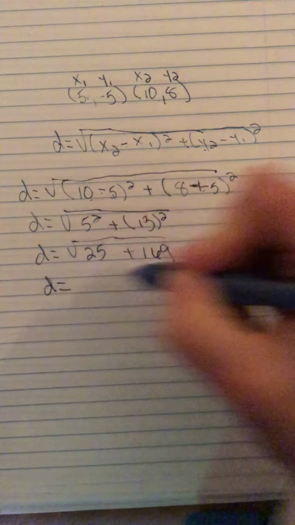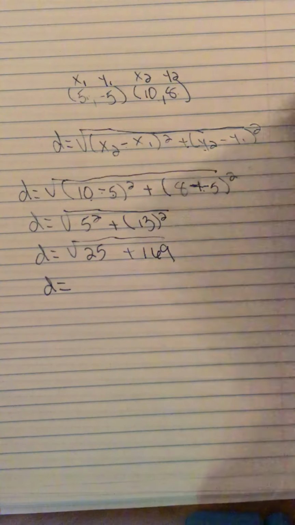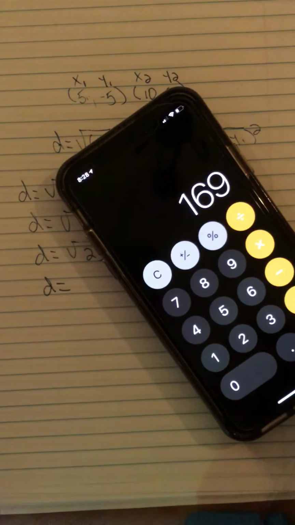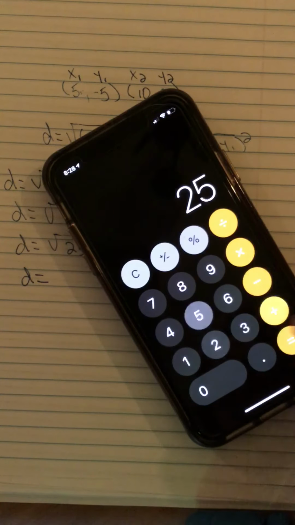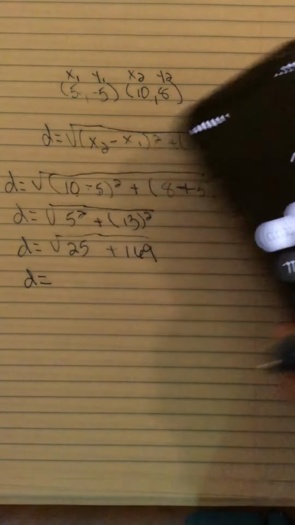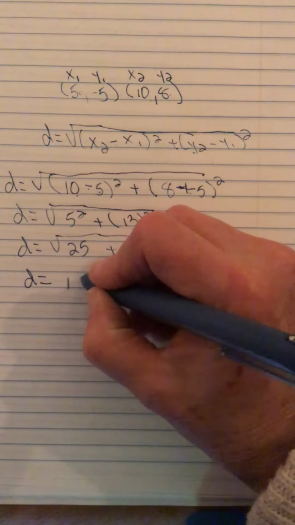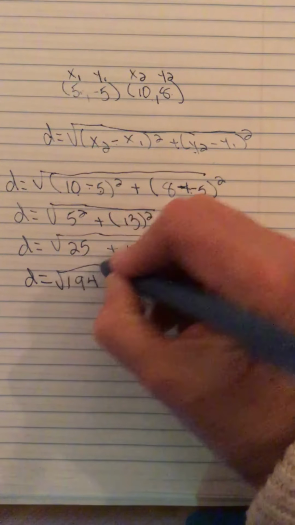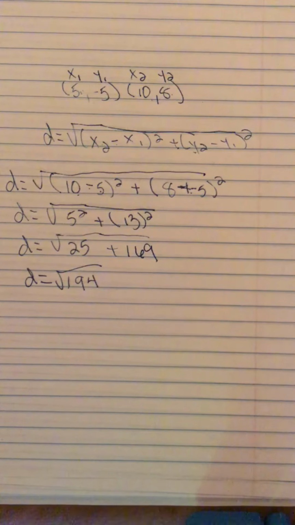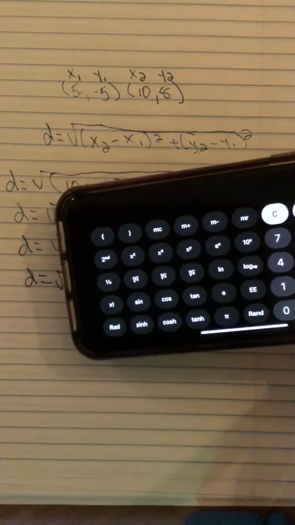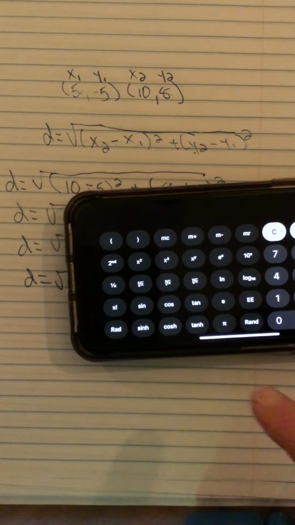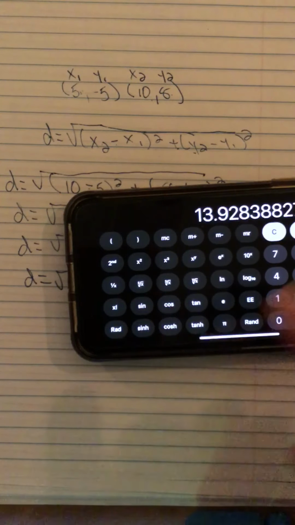Bringing it down another line. 25 plus 169, so I already have 169 there, so I can just go ahead and add 25 to that to get 194. And we're going to keep that square root bar. And the final step is to go ahead and find the square root of that. And so on my calculator, it's right there.